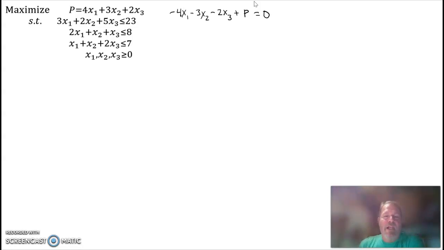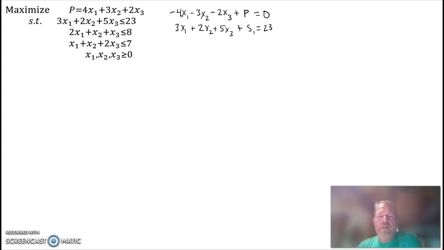Next step is to add slack variables. Since there's three inequalities, we're going to use all three slack variables. So the 3x sub 1 plus 2x sub 2 plus 5x sub 3, and we're going to add this slack variable s sub 1. Now instead of less than or equal to 23, it's equal to 23.